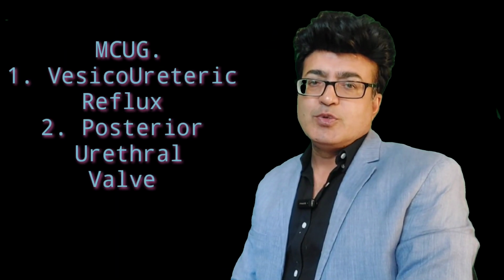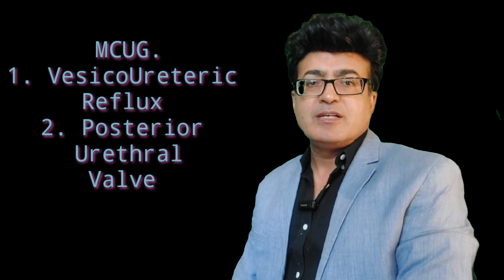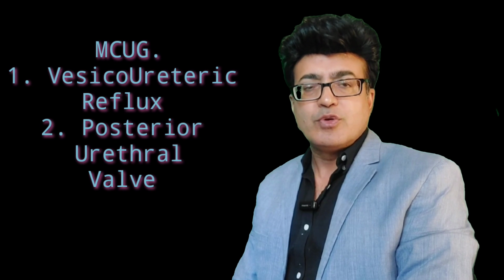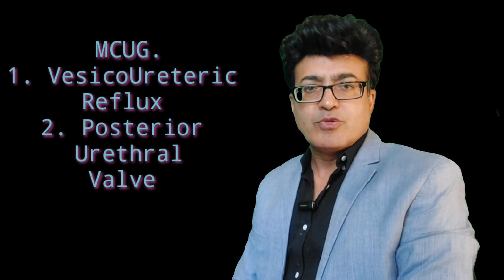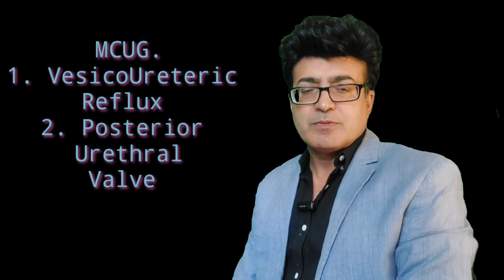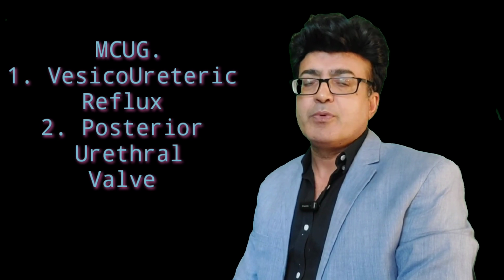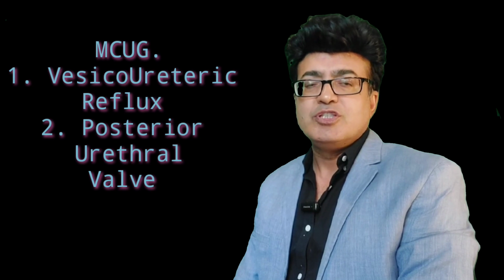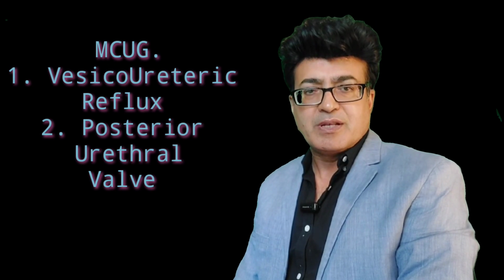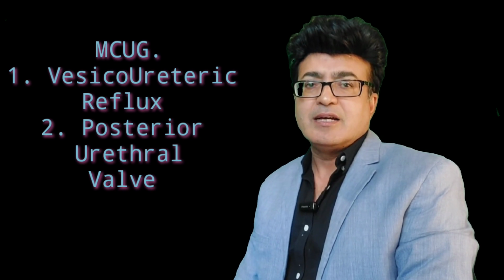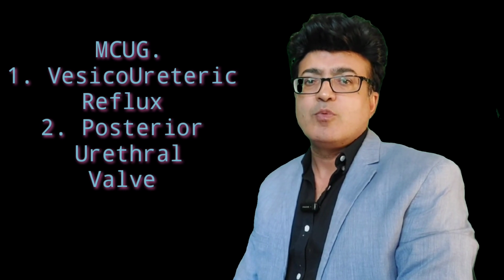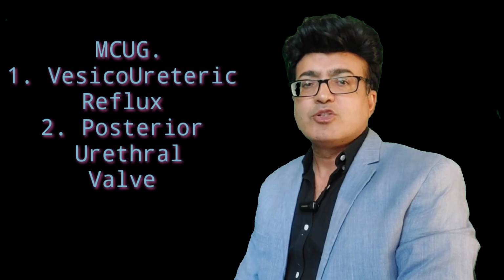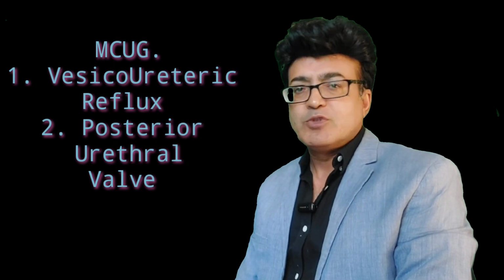Next comes MCUG. MCUG is micturating cystourethrography. As the name shows, it involves the urinary bladder and the urethra. So if you suspect any abnormality such as a posterior urethral valve, you have to depend on the MCUG. It is basically used in the pediatric setting, and posterior urethral valve happens to be most common in boys, so you should go for the MCUG.